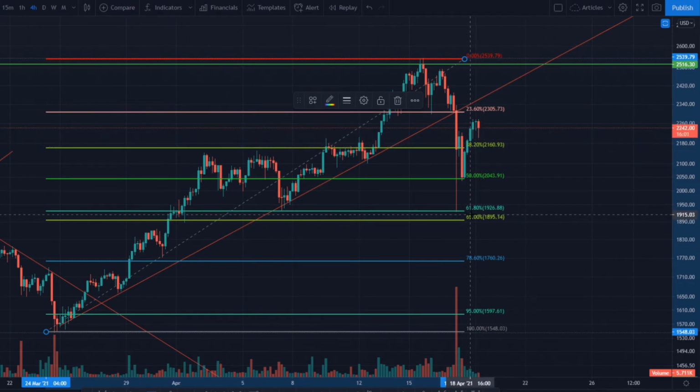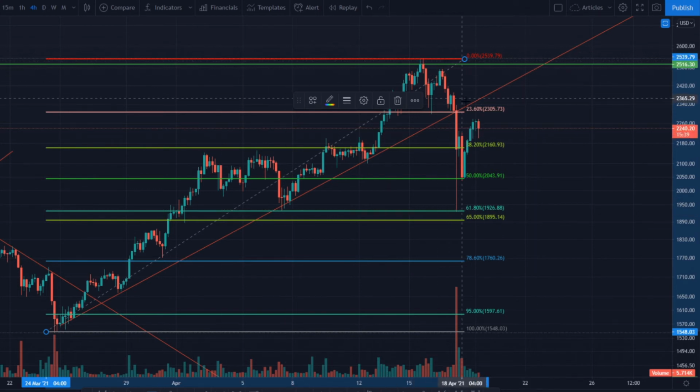But if I was you, I would pay attention to this zone right there, 50%, which is $2,043, 1926, and these three zones right there. You need to pay attention to them. So these are important zones. If we see a bullish sign in them, we might consider re-entry.